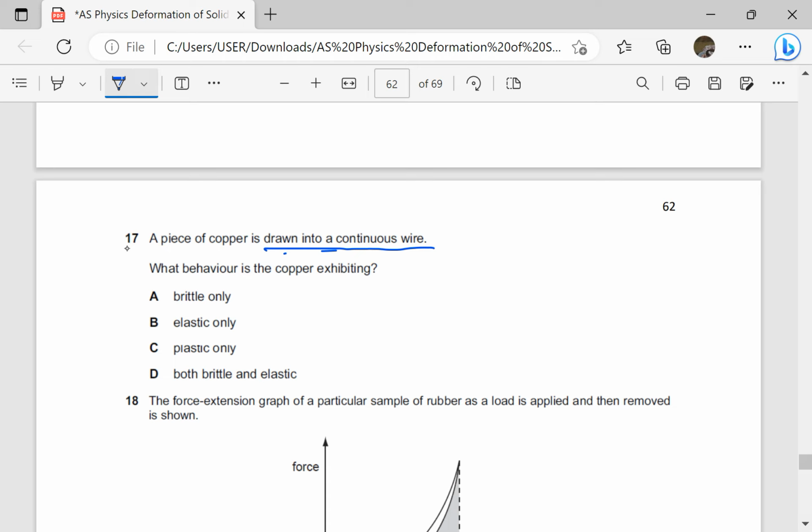So what behavior is the copper exhibiting? If it is now drawn into a continuous wire, then it must be showing plastic behavior only. So the answer is going to be C. It would have been both elastic and plastic, but now if it is drawn into a continuous wire, we can't say it is elastic only. No. We can't say it is brittle because brittle it breaks. We can't say it is both brittle and elastic. So the answer is going to be plastic because it is being drawn into different shapes without breaking, so it is showing plastic behavior.